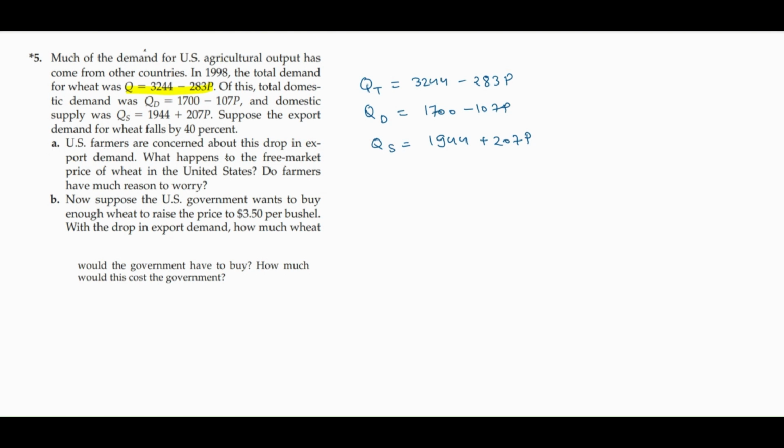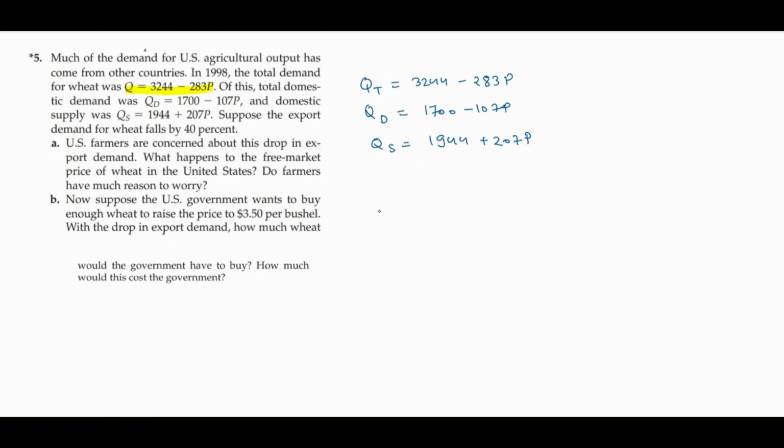Now what we have to find: the US farmers are concerned about this drop in the export demand. What happens to the free market price of the wheat in the US, and do the farmers have much reason to worry? So we have to first find out what is the free market price for this wheat. Free market, which means there is no such fall in the export demand. So first let me find the free market price in the US.